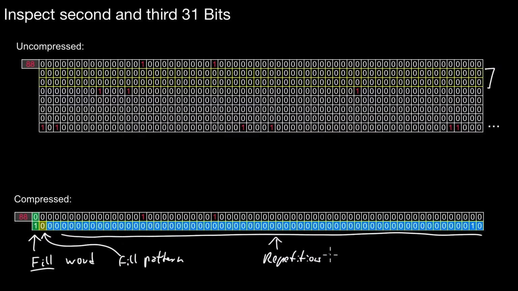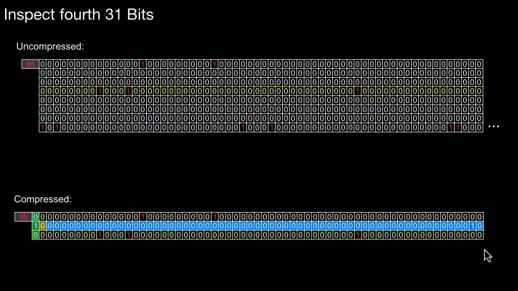Okay, so this signals how many times I repeat this specific pattern. That is how I compress these long runs of zeros. So let's proceed with the algorithm. Here there's another bit sequence of 31 bits. That's the next row, the fourth row we are looking at currently.